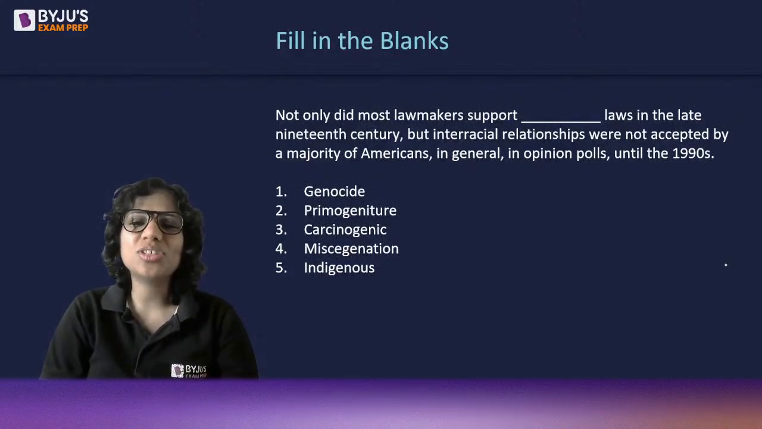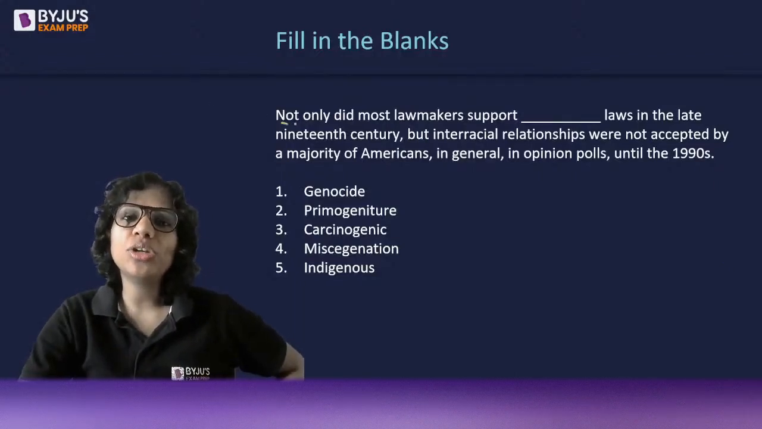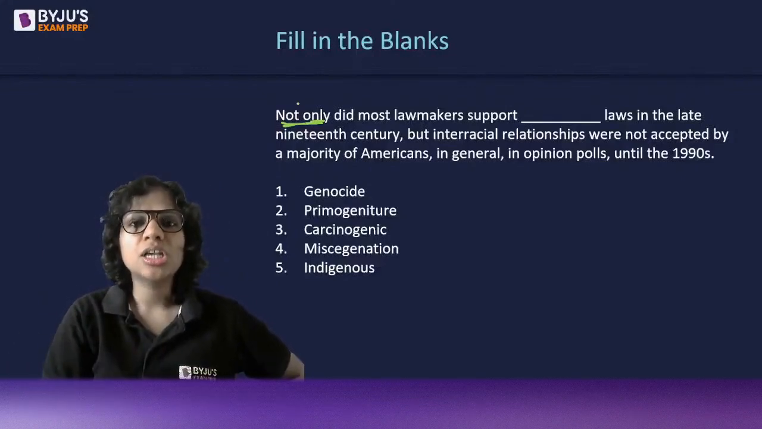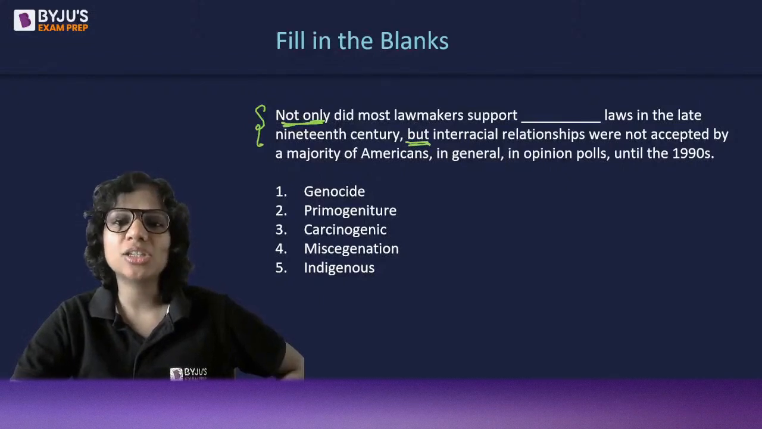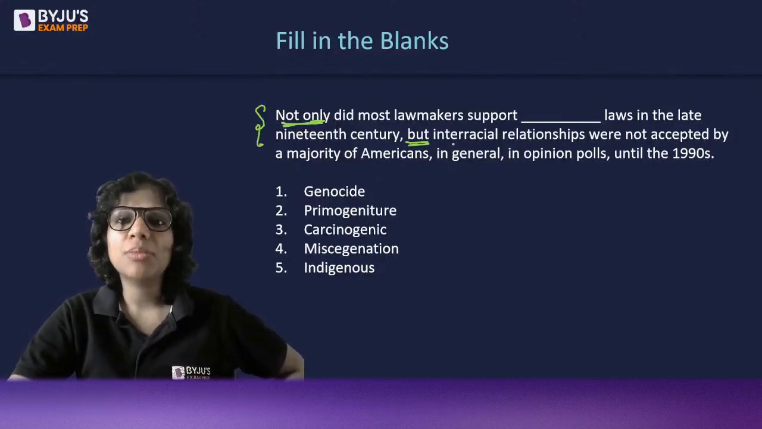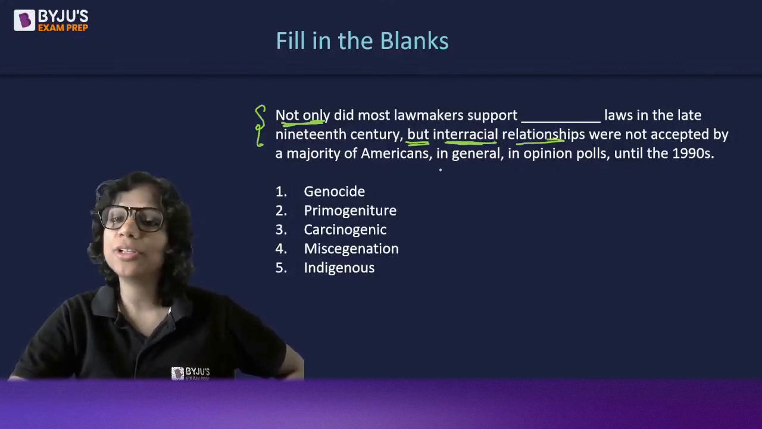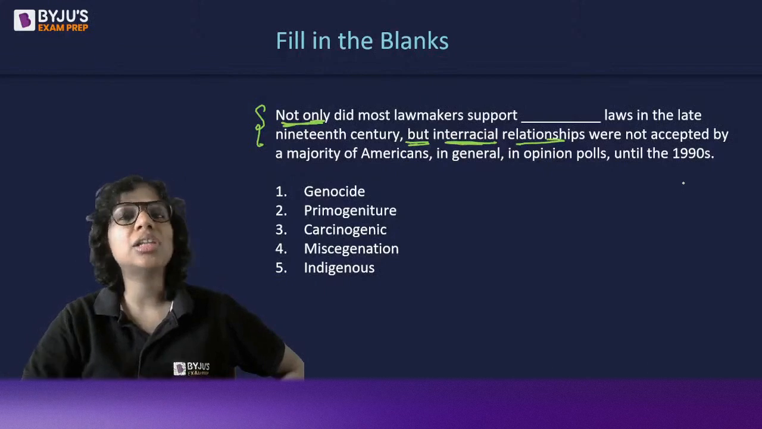Not only did most lawmakers support dash laws in the late 19th century, but so not only did this happen, but this also happened. That's what I'm trying to say. So this also happened and this happened as well. I'm emphasizing on this part a little more. But interracial relationships were not accepted by a majority of Americans in general in opinion polls until the 1990s.